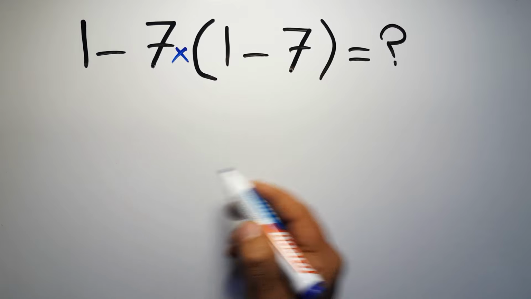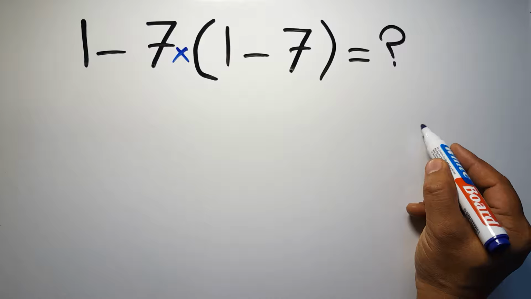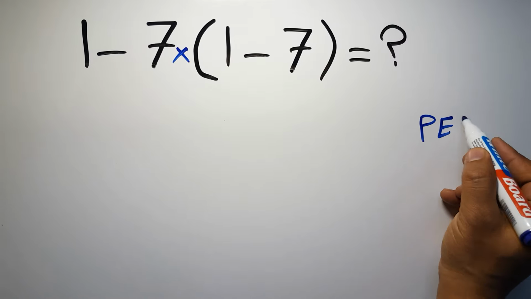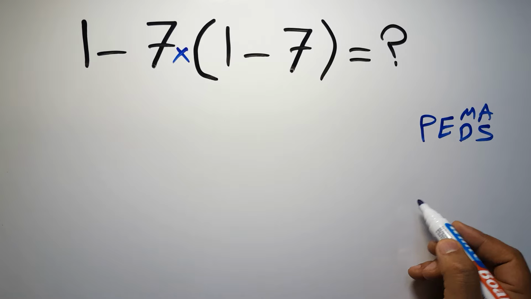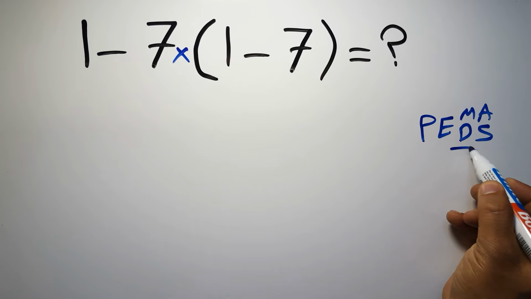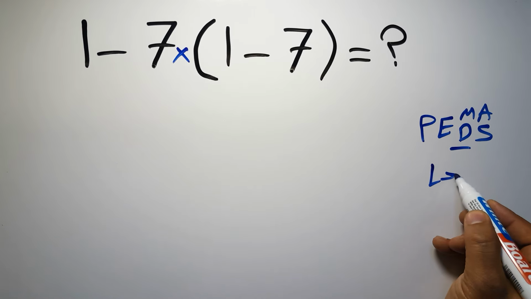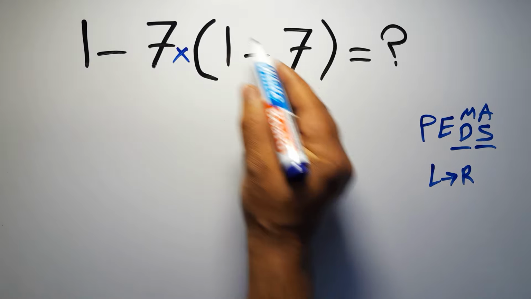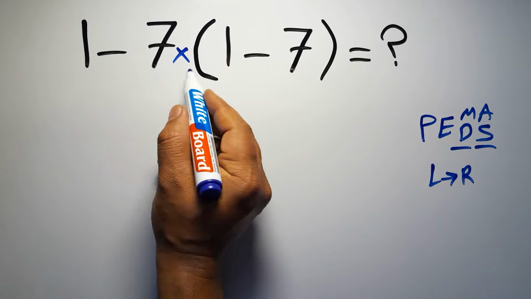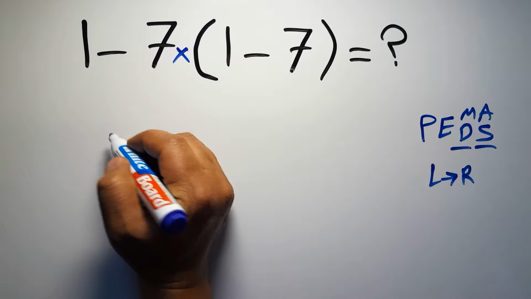Okay, according to the order of operations, first we have to do parentheses, then exponents, then multiplication or division, and finally addition or subtraction. Remember that multiplication and division have equal priority, and we have to work from left to right. And the same applies to addition and subtraction. So here, first we have to do this parentheses, then this multiplication, and finally this subtraction.